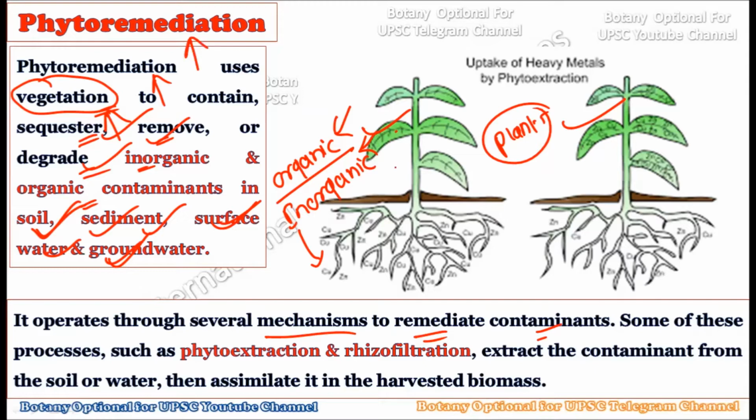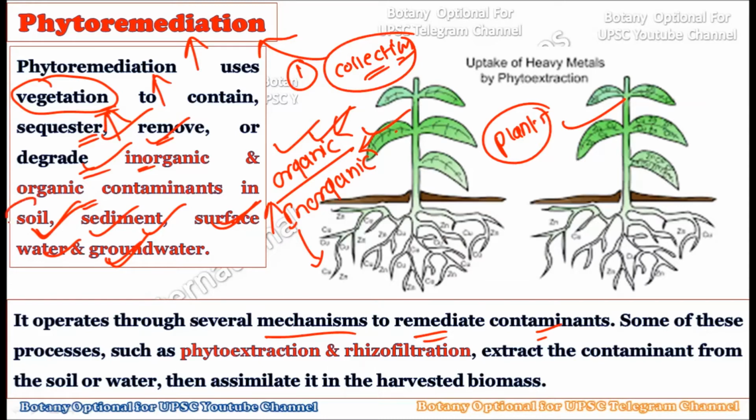This phytoremediation process is not as simple as we are saying. It depends on which type of organic or inorganic pollutant is present in the area, and according to that we use specific kinds of plants and a specific procedure. So phytoremediation is not a single technique but a collection of techniques. Many sub-techniques are present within phytoremediation, and they differ from pollutant to pollutant and from area to area.